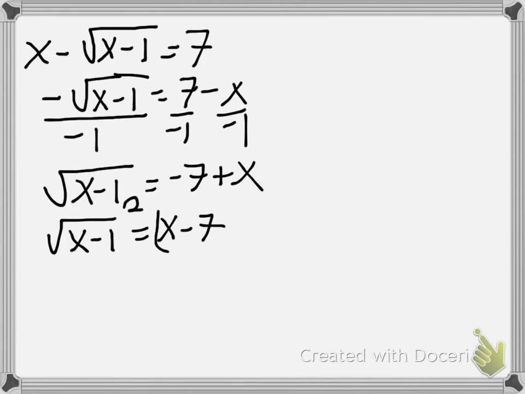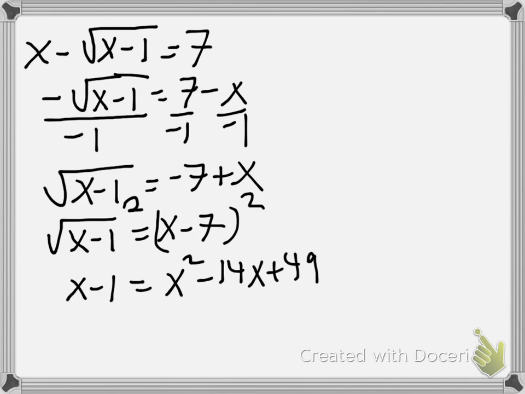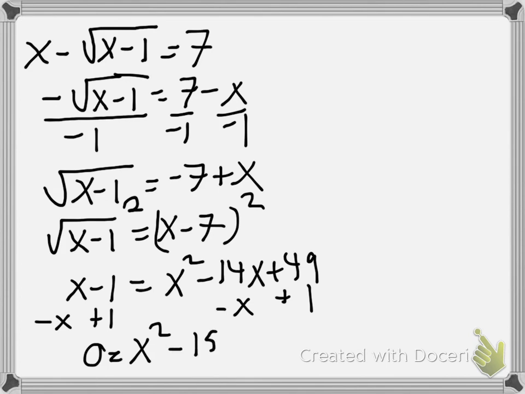Square both of these and get x minus 1 is equal to, now I'm not going to write it out, but you guys should know, x squared minus 14x plus 49. So we're going to subtract x, we're going to add 1. So I'm going to subtract x, add 1, add 0, equals x squared minus 15x plus 50.